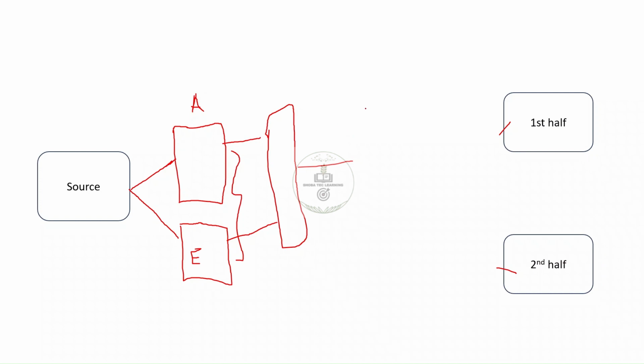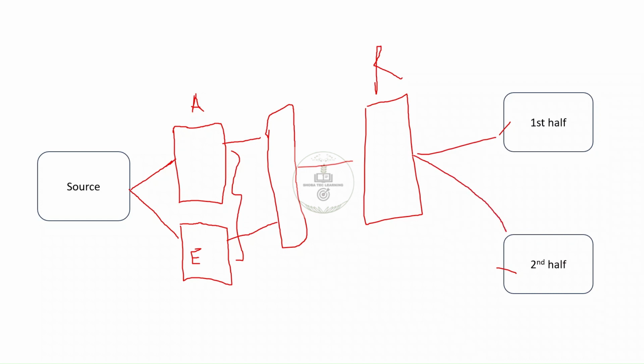From this joiner we can apply the router transformation. With the help of this router transformation we can make the first of record and second of record: one condition goes to the first target and the second condition goes to the second target. So this is the theoretical explanation, which will be helpful for you to create the mapping practically.